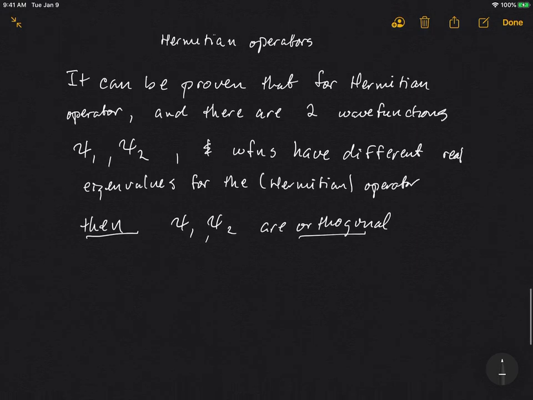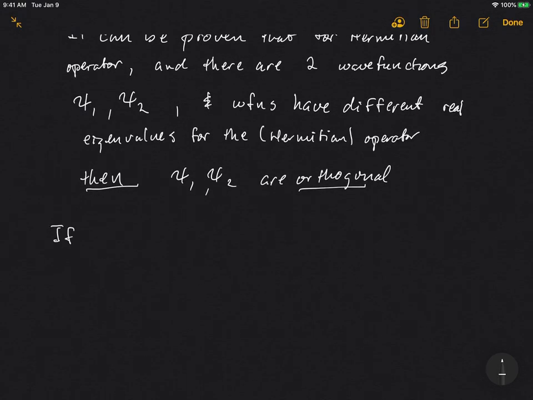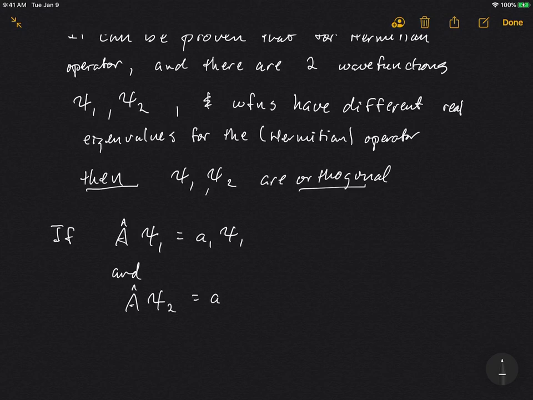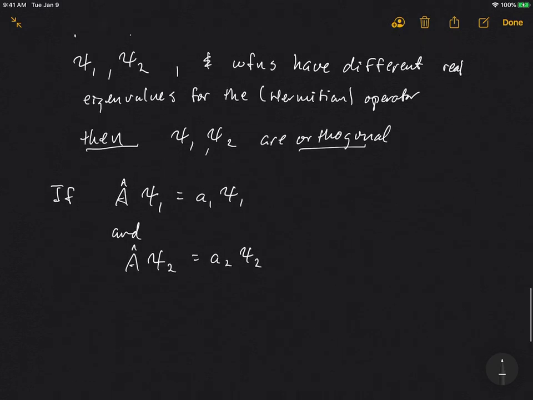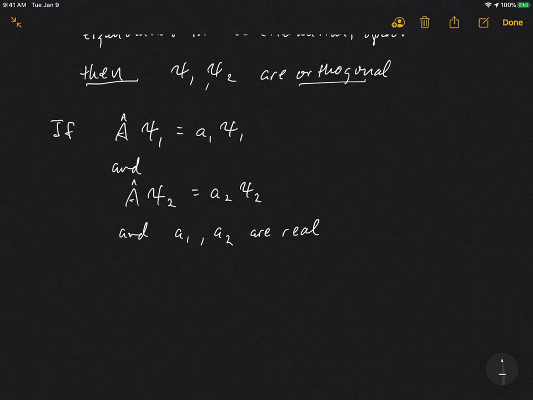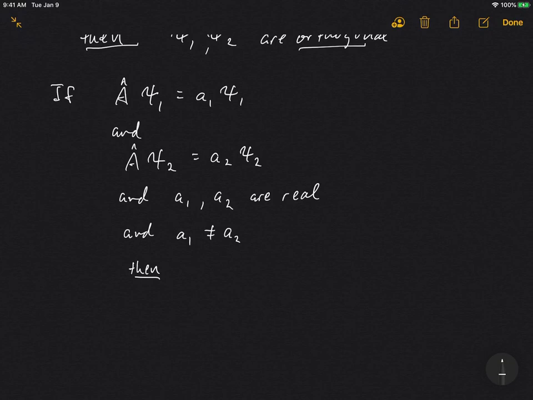However, let me just sort of restate what I've said in words mathematically. If we have an operator A such that A psi1 equals A1 psi1, and operator A acting on psi2 gives A2 psi2, and A1 and A2 are real, and A1 is not equal to A2, then psi1 and psi2 are orthogonal.